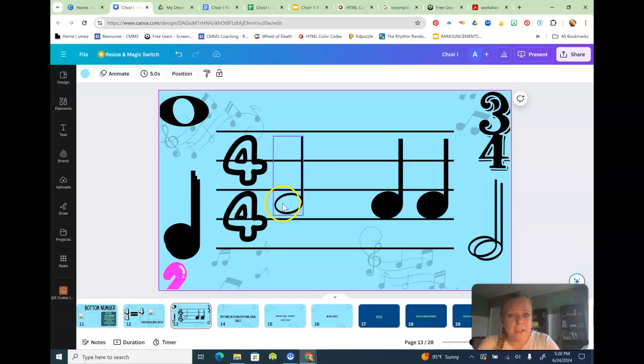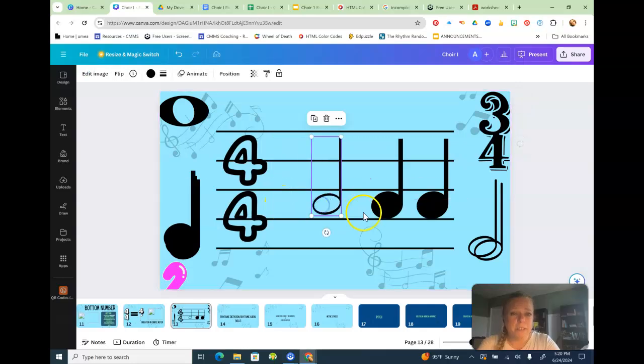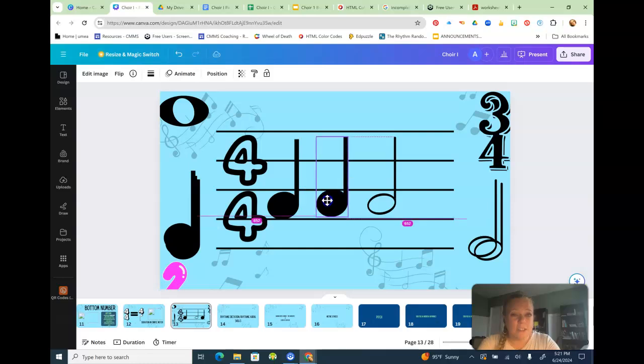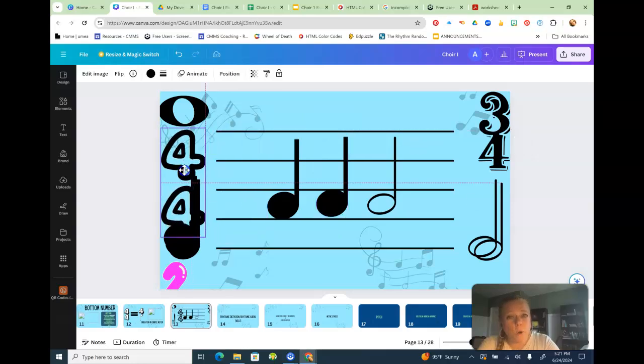I could switch around some things, put the half note on the second beat. So I have a quarter note on beat 1, a half note on beat 2, holding through beat 3, and then a quarter note on beat 4. Or I could exchange this quarter note here. Quarter, quarter, half.